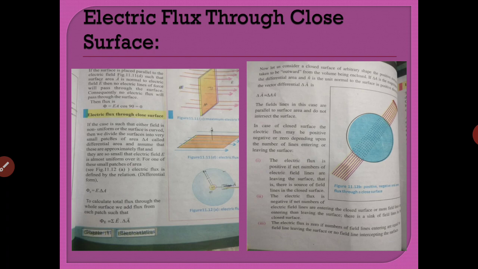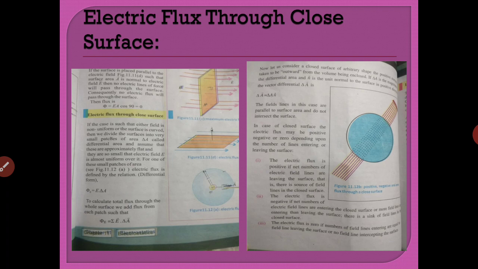In the second equation, flux phi equals the summation of E dot delta A, meaning at point 1, point 2, point 3 up to point n, we add all these and we get the total flux through any closed surface.